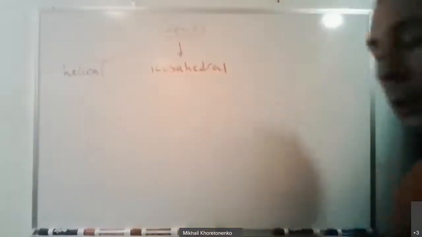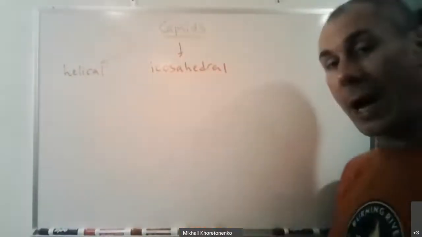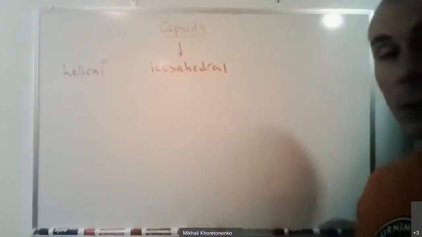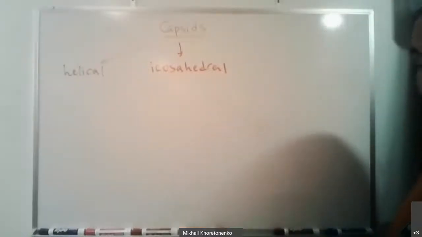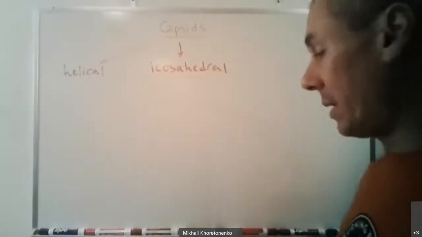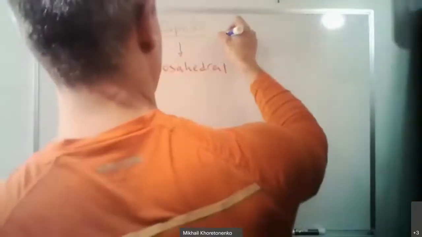I'm not particularly good at 3D geometry. Think of it as 12 triangles assembled in something that looks like a sphere. Okay? This is perhaps the most common form of viral capsids, icosahedral. And finally, complex capsids.